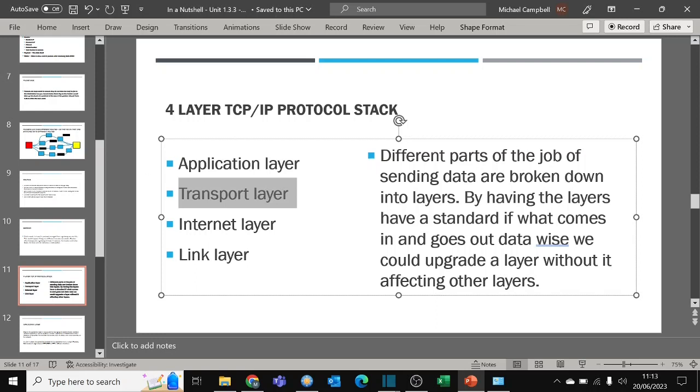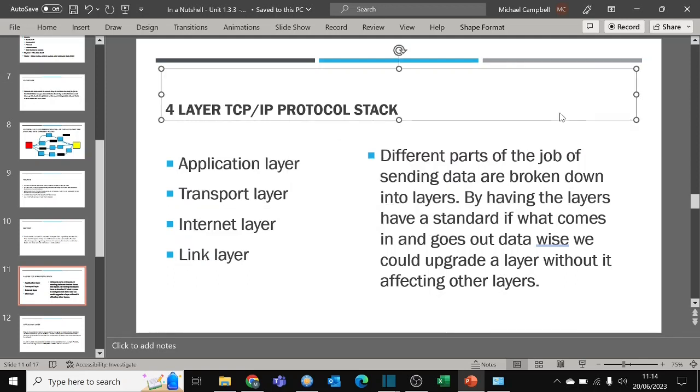Because as long as the data coming out of here and going into here is the same as it was before, which it would be, then you don't care about what happens in that layer. So you can decompose it, and it's a level of abstraction. This thing doesn't care about these things, and this thing doesn't care about these things as such. Okay, that's the reason for having layers. And these are the layers you've got to learn. So what do they do?